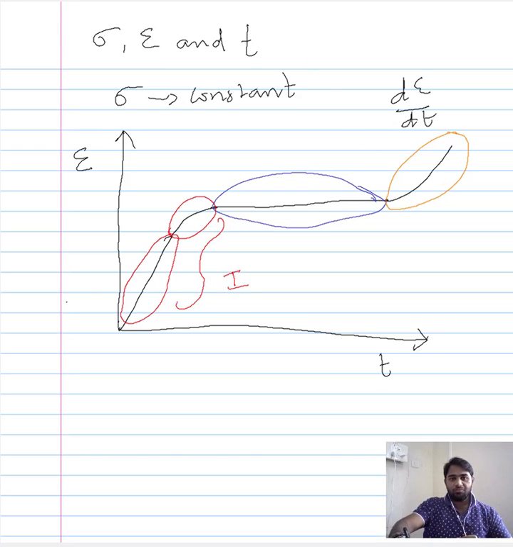The steady state creep, we categorized it as stage 2. And finally, the accelerating creep, we categorized it as stage 3. The reason we were able to categorize these into stage 1, stage 2, stage 3 is because they occur one after the other. They occur sequentially over a period of time, and that's the reason we were able to categorize them as stage 1, stage 2 and stage 3.